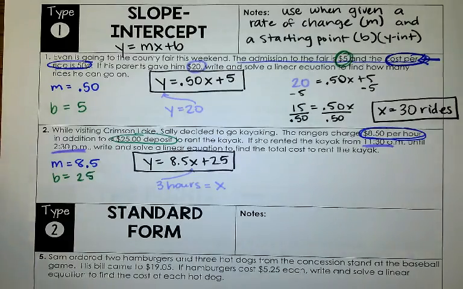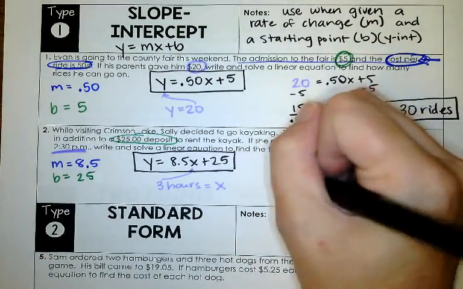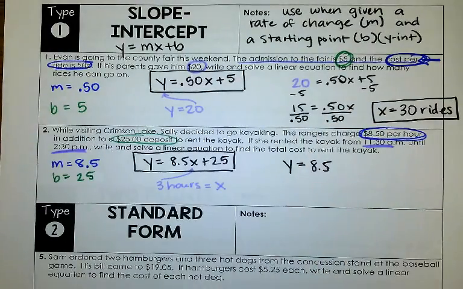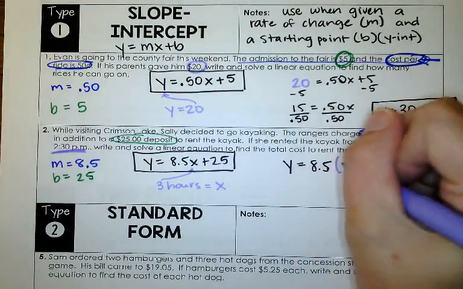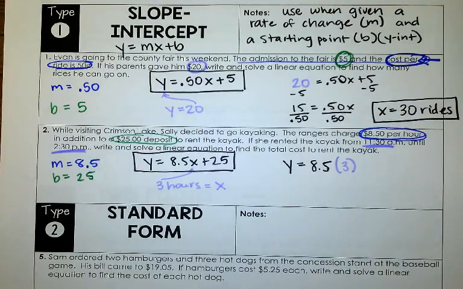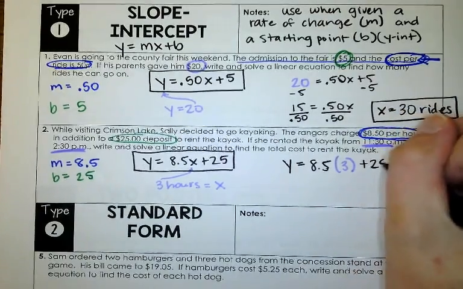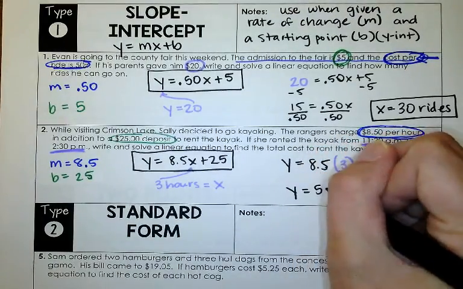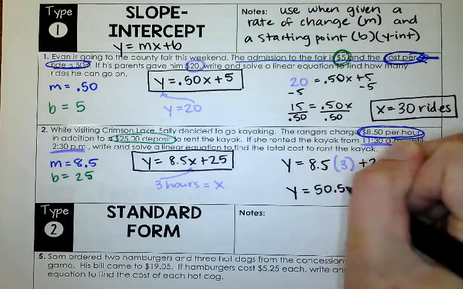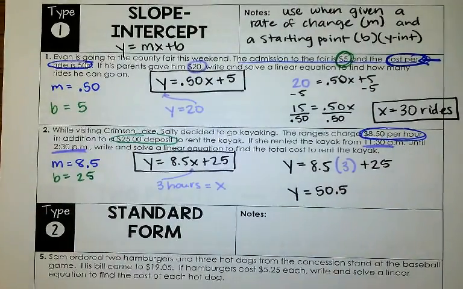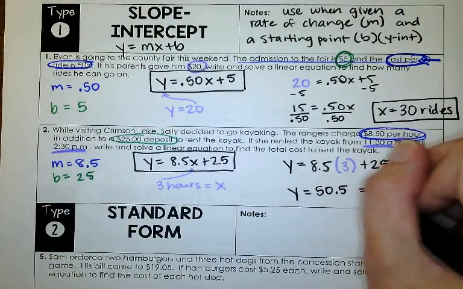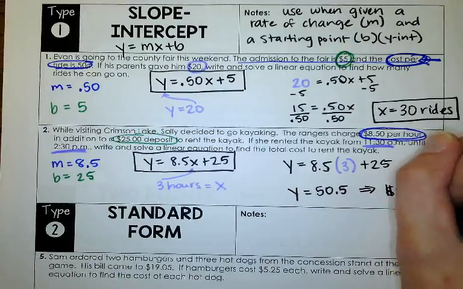is. So this right here, we would say y is equal to 8.5, but not x. We're going to say 3 plus 25. And when we plug that in, we say, okay, cool. Y is equal to 50.5. But remember, what are we dealing with? It says to find the total cost. So the way that you would say this is you would say $50.50.